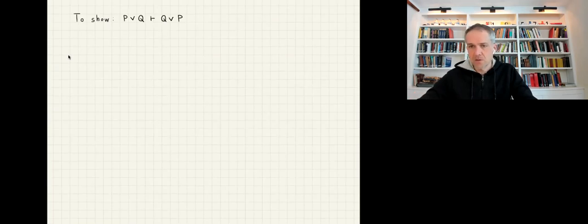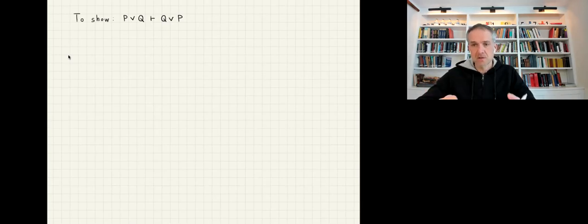So P or Q is really equivalent to Q or P. Again, though, we're not just going to say you can flip those, because we want to be very precise about what rules are permitted. The only rules that are permitted for or are introduction, which is very liberal. You can introduce anything. You can disjoin a sentence with anything.